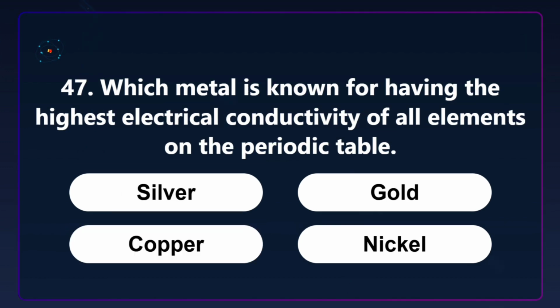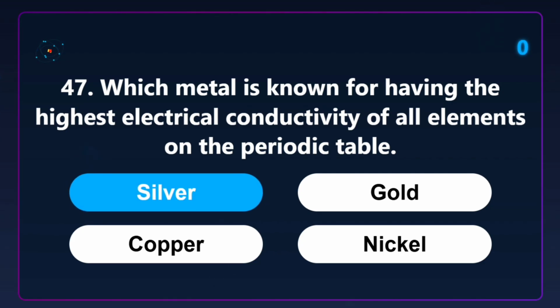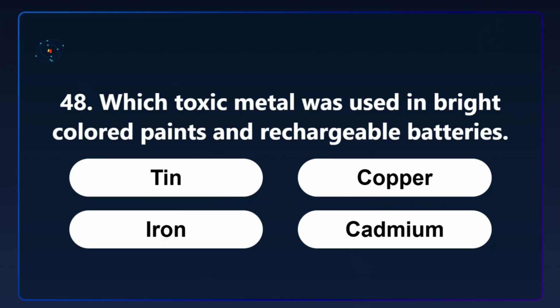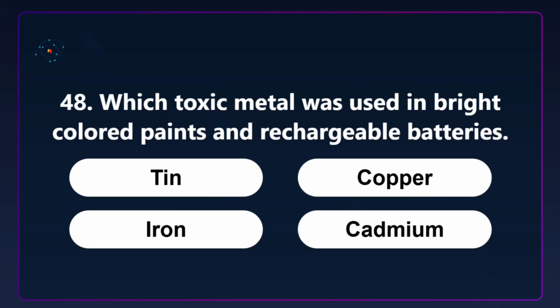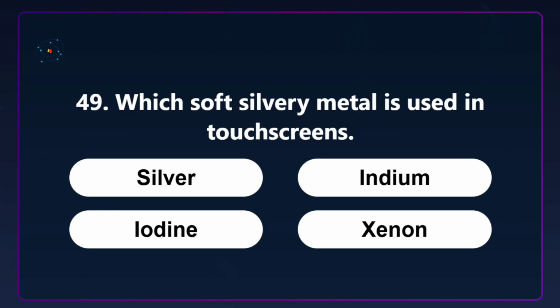Question 47. Which metal is known for having the highest electrical conductivity of all elements on the periodic table? The answer is silver. Question 48. Which toxic metal was used in bright-colored paints and rechargeable batteries? The answer is cadmium. Question 49.